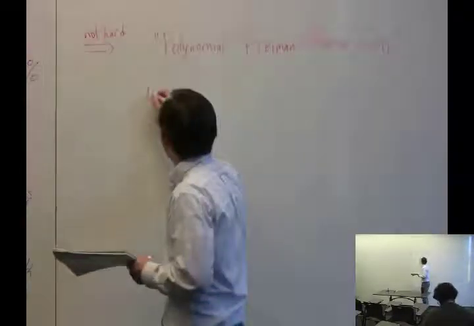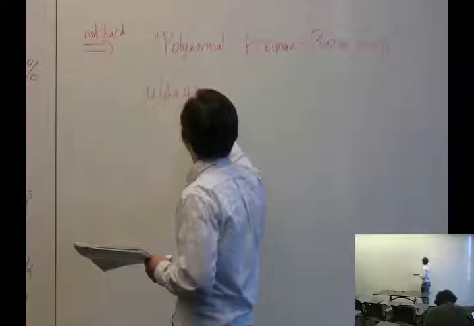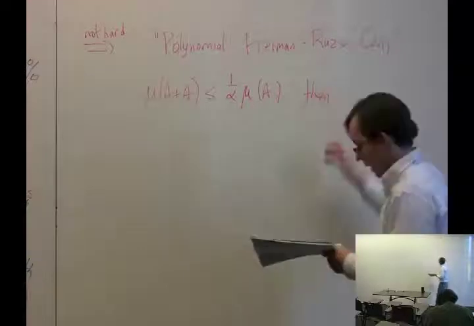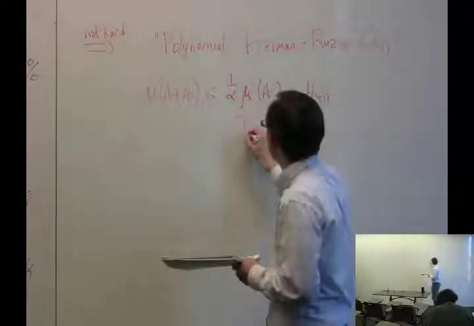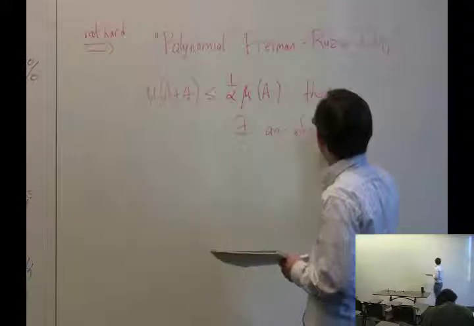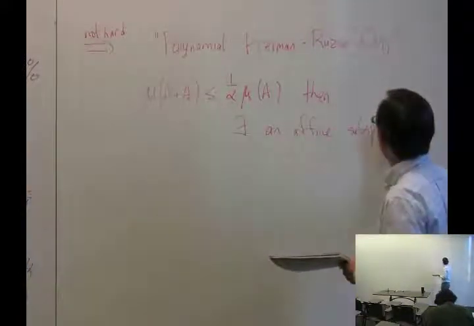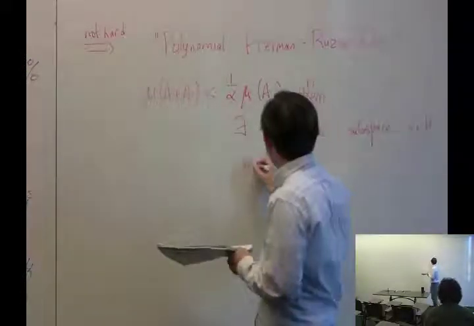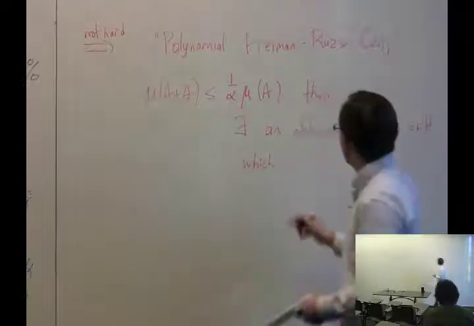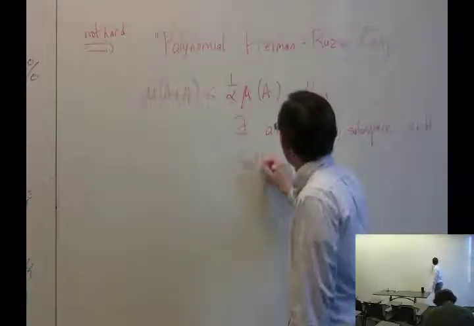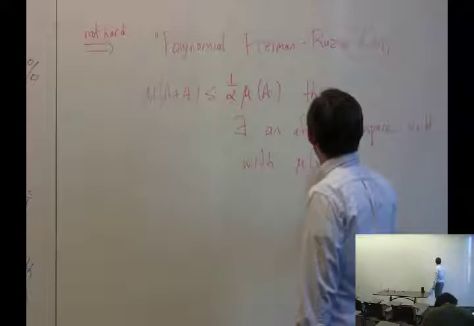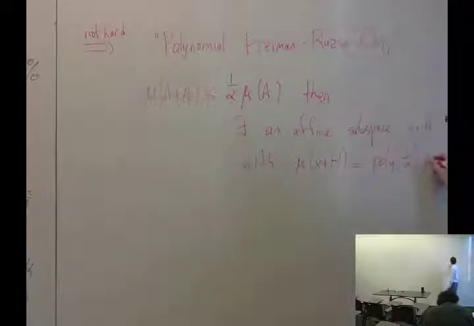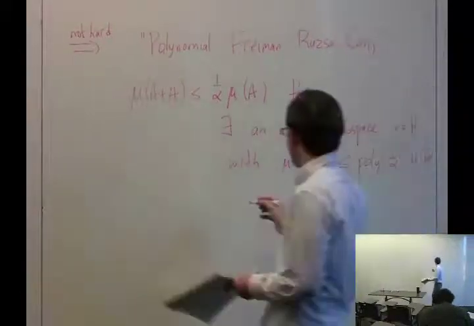And that one says that if A is a set such that it doesn't get too much bigger when you form the sumset, then there exists an affine subspace, let's say X plus H, which is not that much larger than A, yet it contains a good chunk of A.